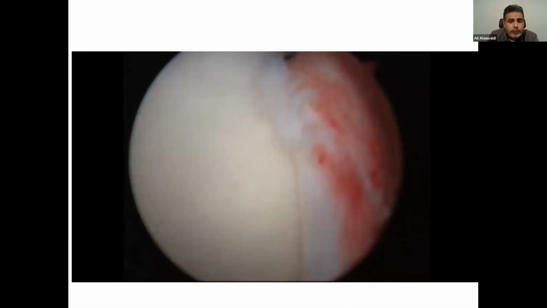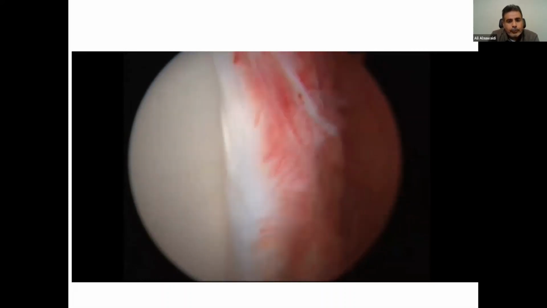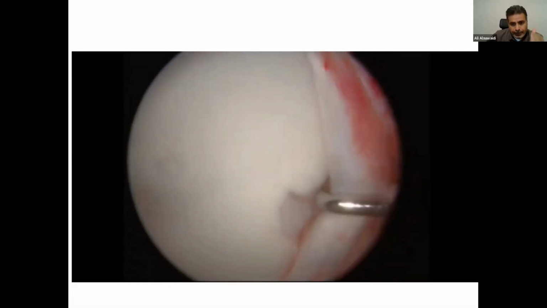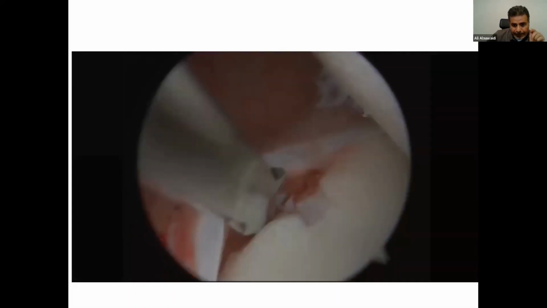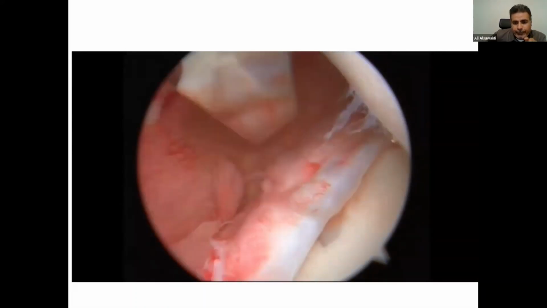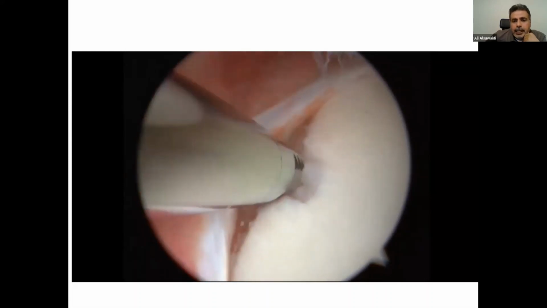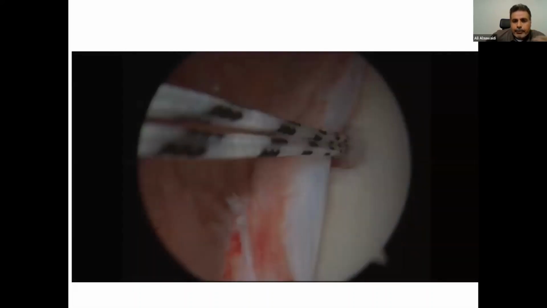Now I go back posteriorly. This is where I remove that flap lesion or that bucket handle. And you can see it again from the anterosuperior transcuff view. From the transcuff view, you can see that. And this is the debridement of the posterior labrum, posterior glenoid.